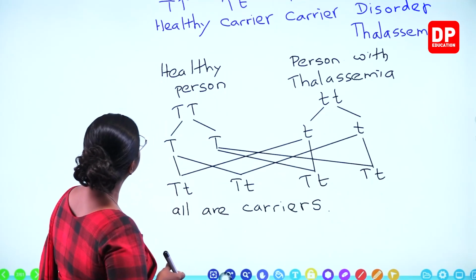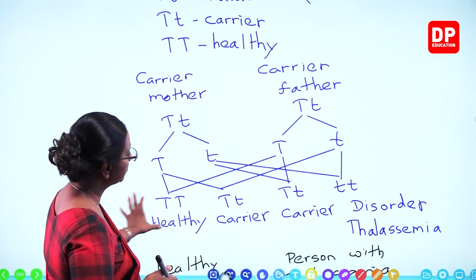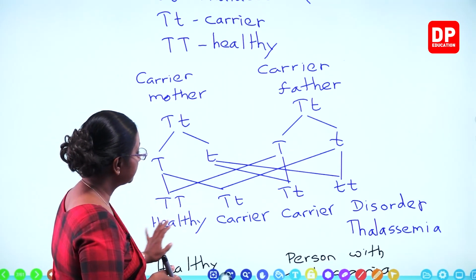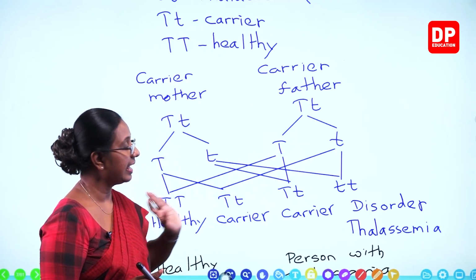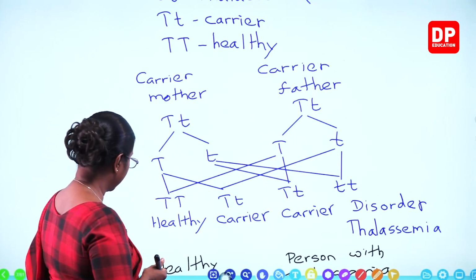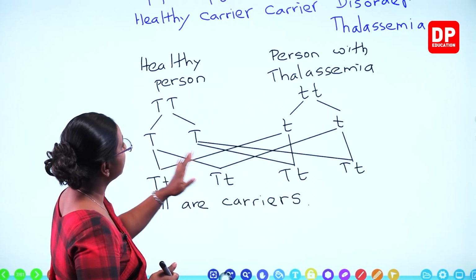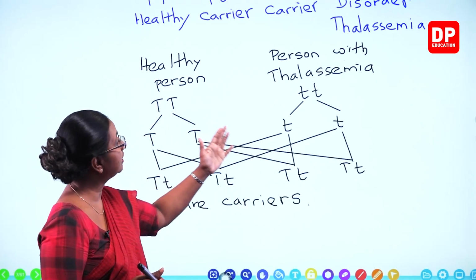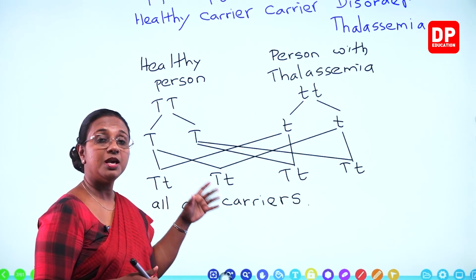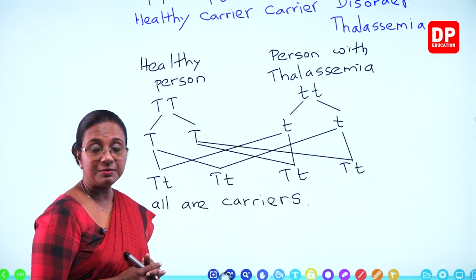So here first we saw carrier mother and carrier father, both are carriers. So this is how we get the children. Healthy, then two carriers and a person with thalassemia. Here we have a healthy person married to a person with thalassemia. So it can be the mother can be healthy, father can have thalassemia, or the father can be healthy and mother can be thalassaemic patient.